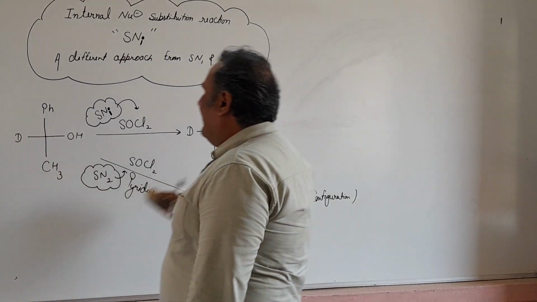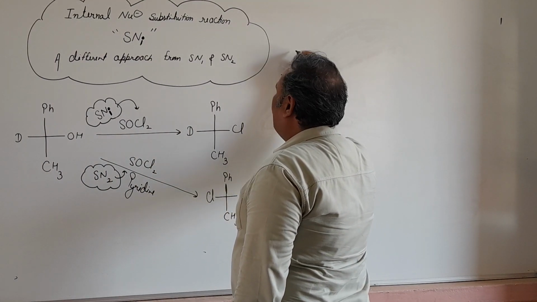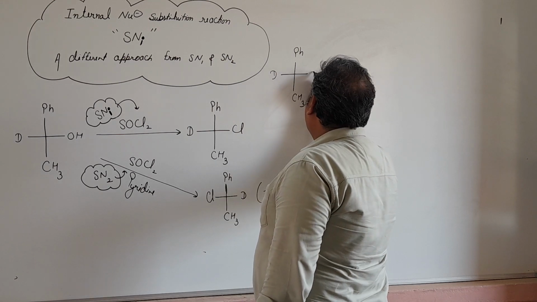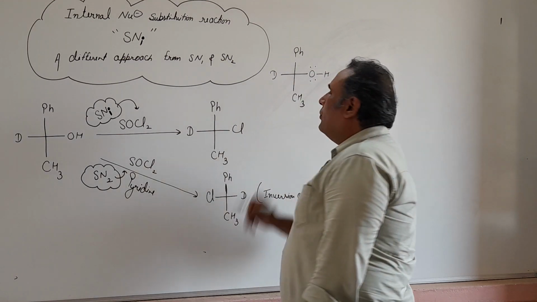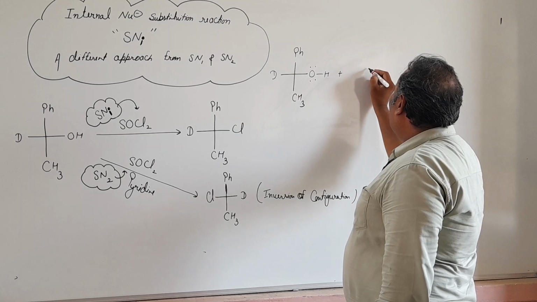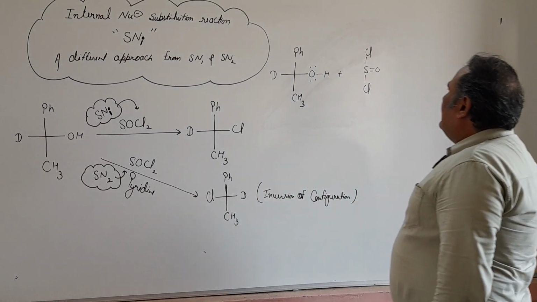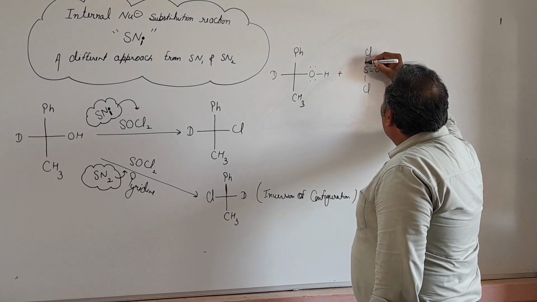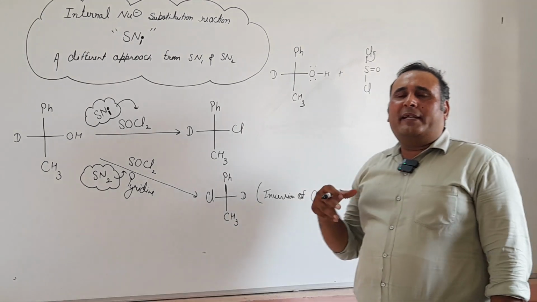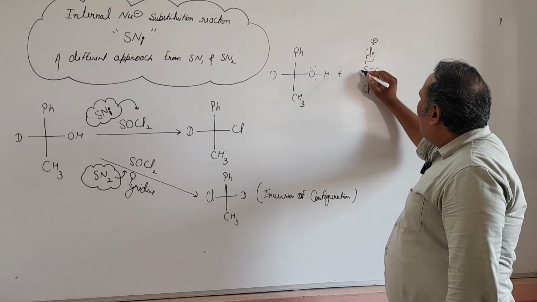In the internal nucleophilic substitution reaction, first of all we take our reactant, that is the phenyl ring, CH3, deuterium atom and OH. O has two lone pairs of electrons. When it reacts with thionyl chloride, the structure of thionyl chloride is like this, SOCl2. So what happens? The electrons of this bond will be attracted towards Cl because Cl is more electronegative than the sulfur atom. So there is a partial negative charge here and a partial positive charge here.